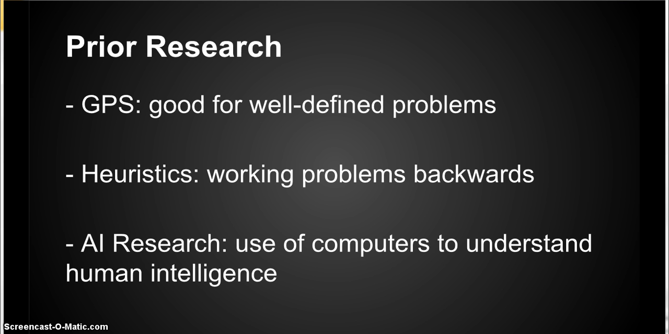Prior research included GPS, heuristics, AI research, and ACT-R theory, which we'll talk about a little bit more later. The GPS worked for well-defined problems, and it consisted of three main steps. The first was to represent the problem, the givens, and the operators. The second step was to establish goals and sub-goals, and from there you would begin solving for those sub-goals. The third step was using means-ends analysis to assess progress and redefine goals.